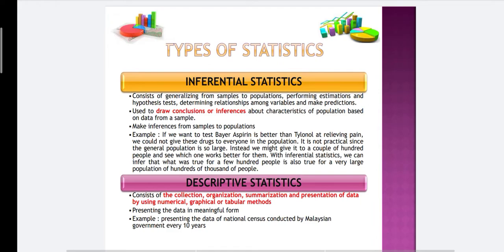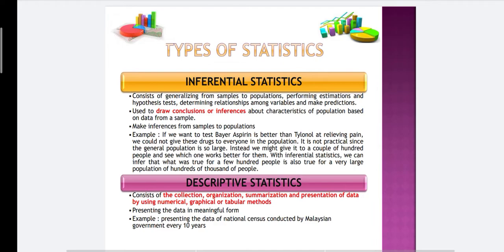Okay. So example here, if we want to test whether Bayer aspirin is better than Tylenol at relieving pain, we could not give these drugs to everyone in the population. It is not practical since the general population is so large. Instead, we might give it to a couple of 100 people only and see which one works better for them.